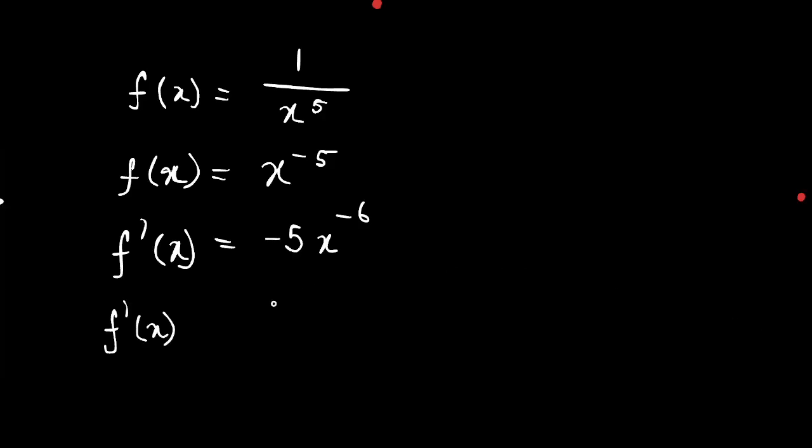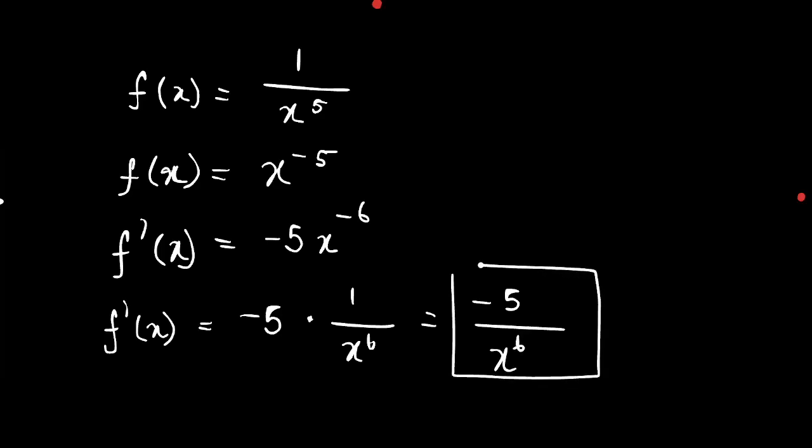So we can rewrite this in the fractional form again, right? Just to make it clear for clarity purposes, we have our negative 5 times x to the negative 6th, which can be written as 1 over x to the 6th, right? So then multiplying this out gives us an answer of negative 5 over x to the 6th. So this is then going to be the derivative for this function here.